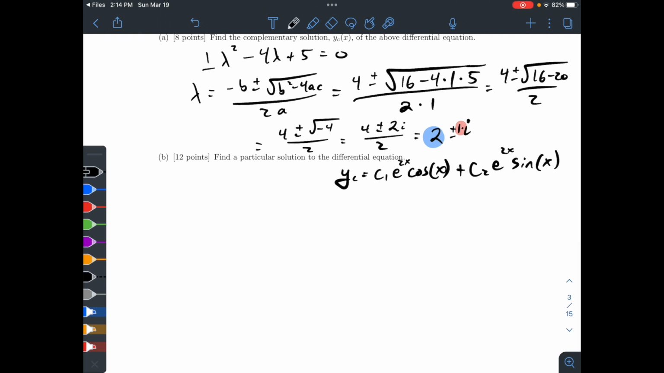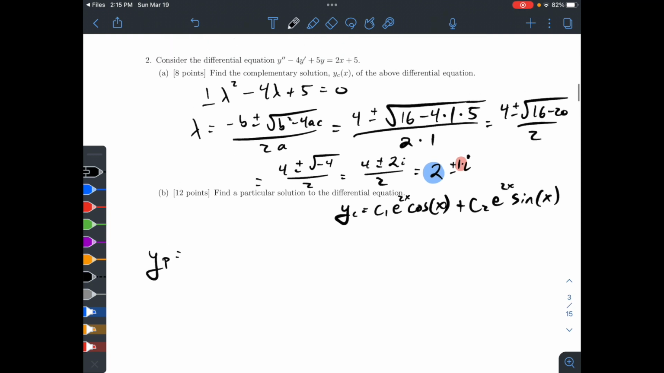Let's find a particular solution to the differential equation. Here, we want to start by making a guess for the form of y sub p based off of what our right-hand side is. We have 2x plus 5 for our right-hand side, so we're going to guess that y sub p is also going to be linear, so ax plus b. Then we're going to plug this into our differential equation to solve for a and b. Give me 1 second.